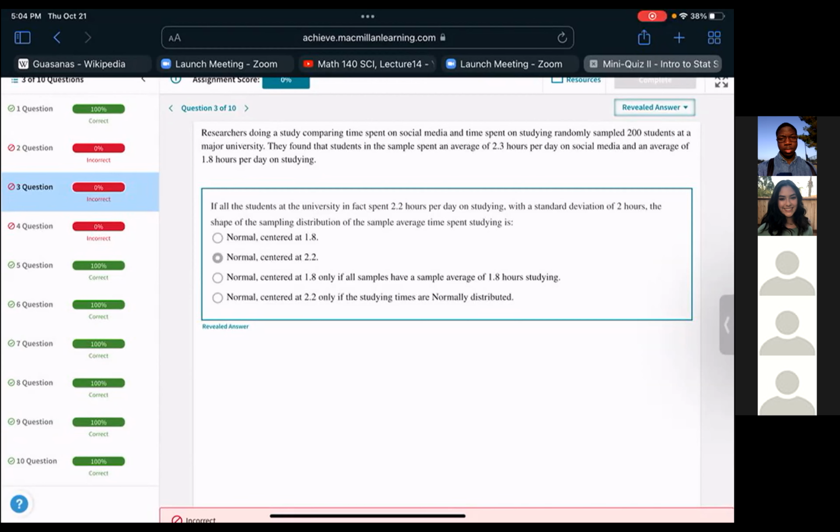So are you saying the answer should be normal centered at 2.2, because 200 students is large enough? Yeah, I put the normally distributed one, but I guess it was just the 2.2. Yeah, because if the sample size is large enough, then it'll certainly be normal. And with 200, remember we did the applet and by 10, everything was normal? So by 200, it's certainly going to be normal. Okay, that makes sense. Thank you.